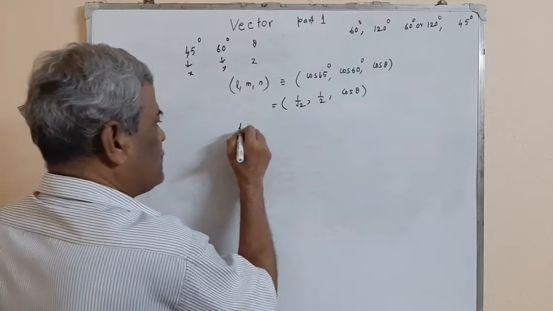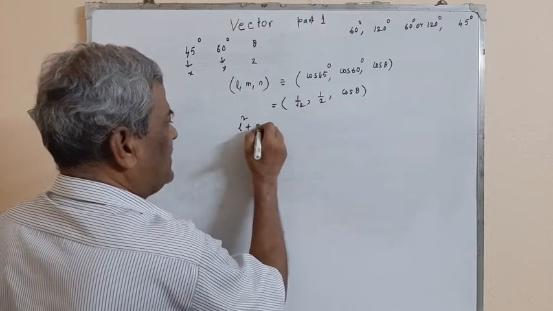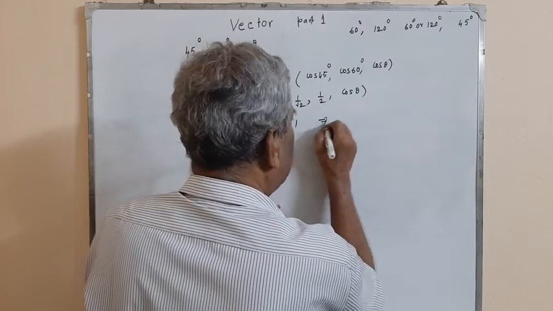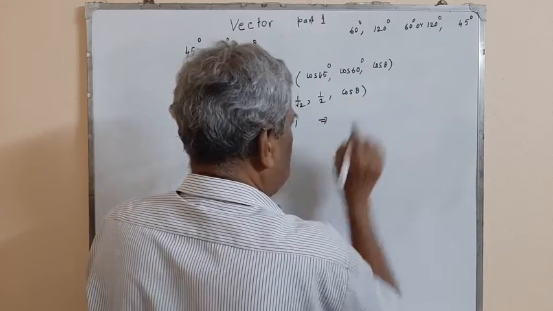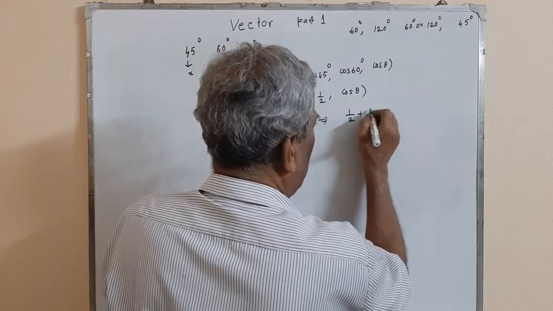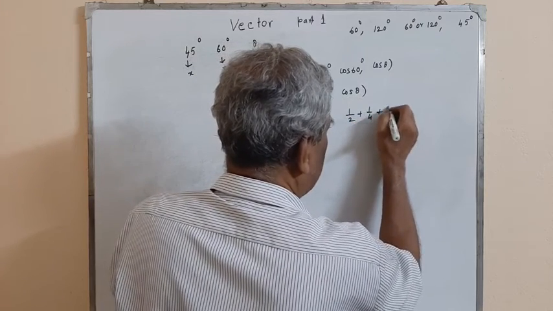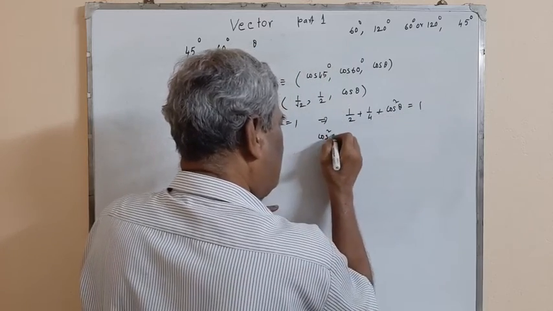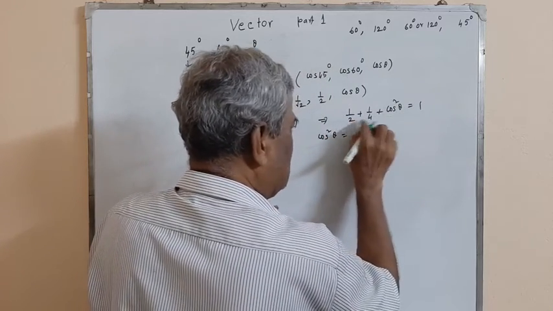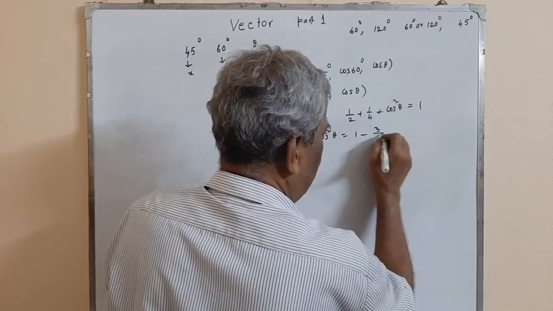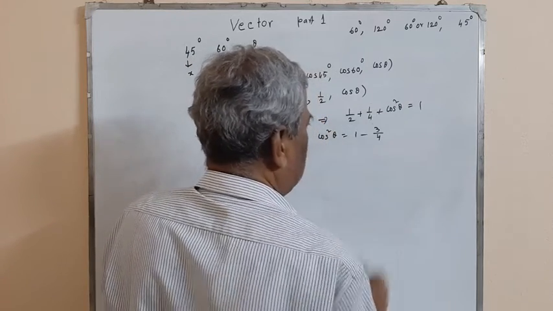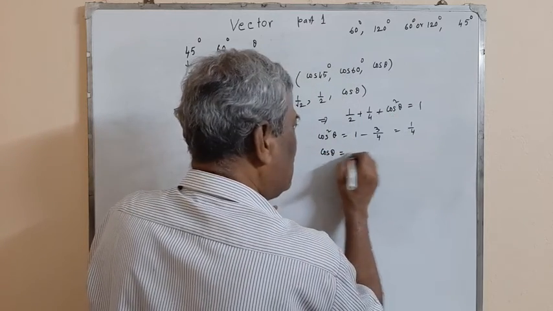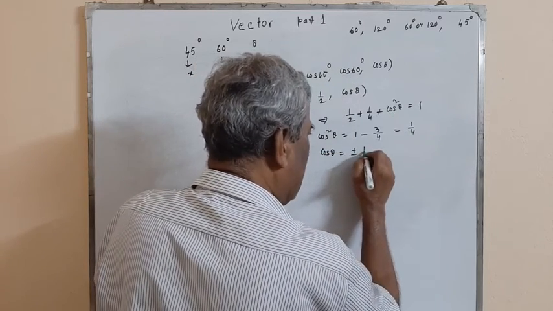We know that for any vector, l square plus m square plus n square is equal to 1. It gives us this square plus this square plus this square is 1. So 1 by 2 plus 1 by 4 plus cos square theta is equal to 1. So cos square theta is equal to 1 minus 3 by 4, which is 1 by 4. So cos theta is equal to plus or minus half.